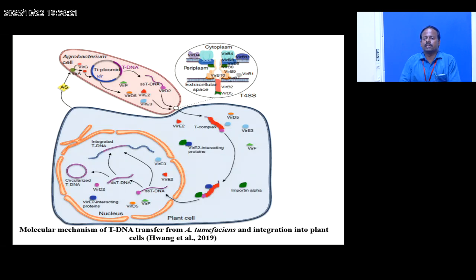The overall steps were recently reported by Huang et al. This is the updated mechanism. Once the bacterium recognizes the phenolic signal, VirA activates VirG, then VirG is phosphorylated and activates the further vir genes on the Ti plasmid. The T-DNA is processed within the Agrobacterium and single-stranded T-DNA is generated along with VirD2 nicking. VirD2 has nuclease activity and an NLS signal.